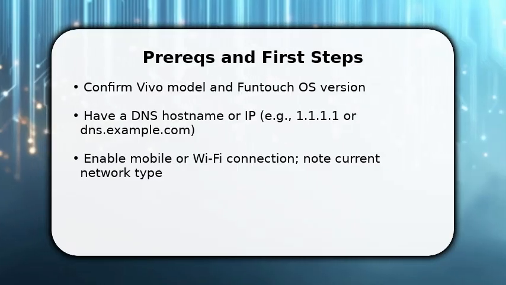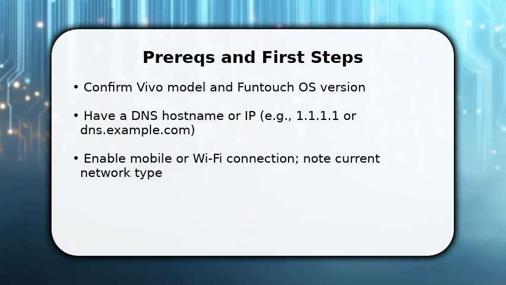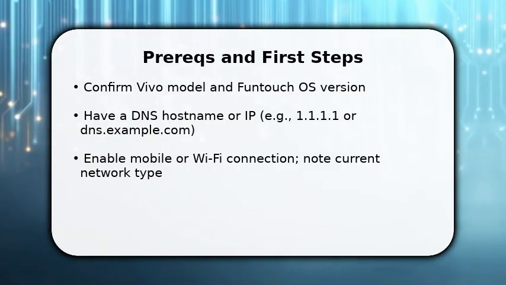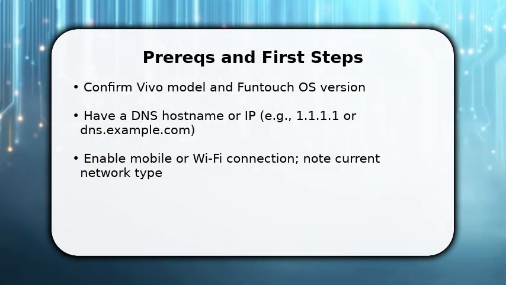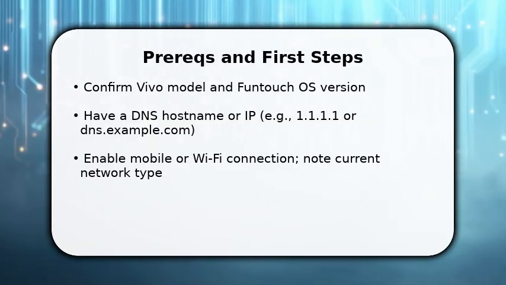You'll start by confirming your Vivo model and FunTouch OS version because menu names vary slightly. Once confirmed, gather the private DNS address or hostname you intend to use. Open Settings and go straight to Network and Internet. Do not waste time toggling unrelated options.